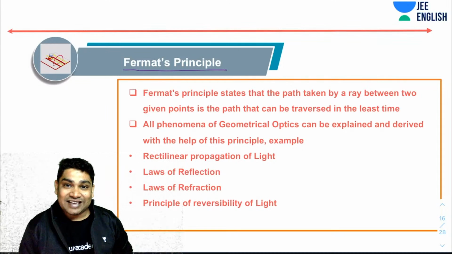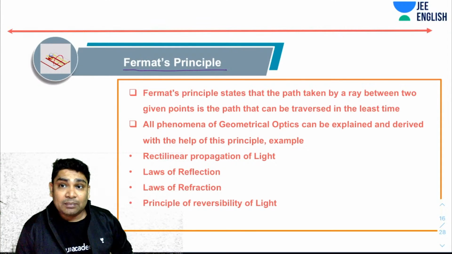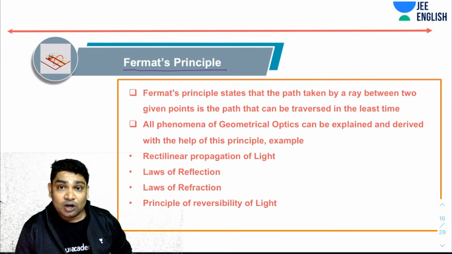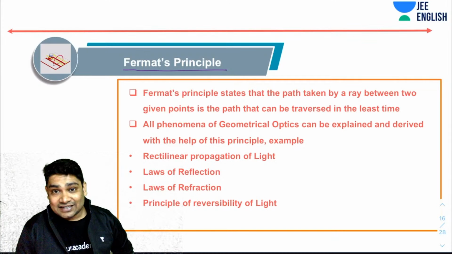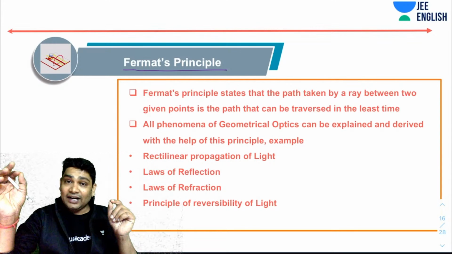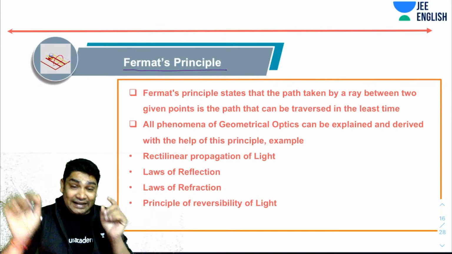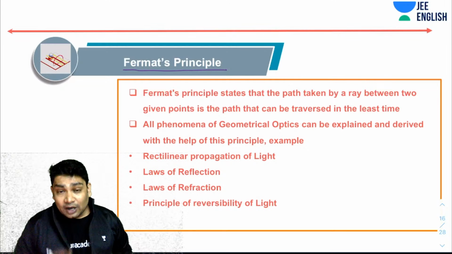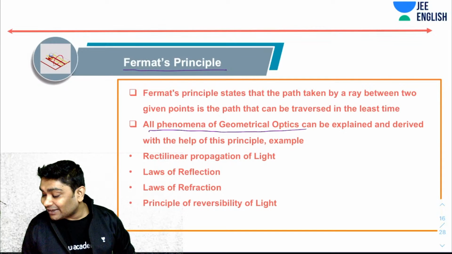Okay, the T is supposed to be silent. So, this is read as Fermat's principle. Okay. Now, Fermat's principle states that the path taken by a ray between two given points is the path that can be traversed in the least time. This is called Fermat's principle of least time. So it just says that the behavior of light is such that in reaching from point A to B, it will always take a path which will enable it to reach from A to B in the least amount of time.